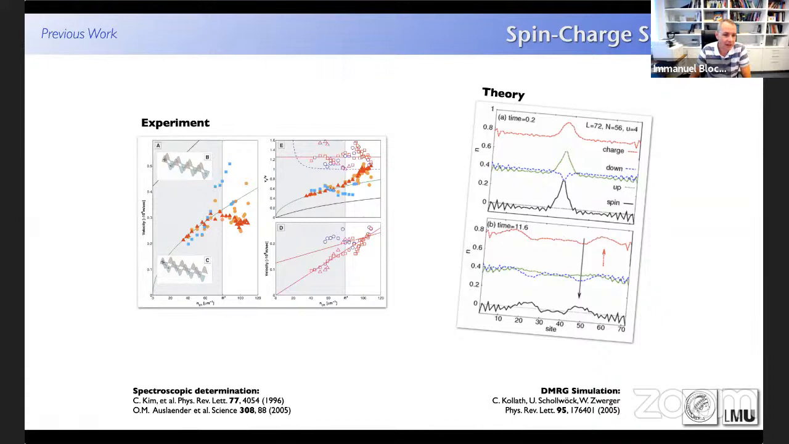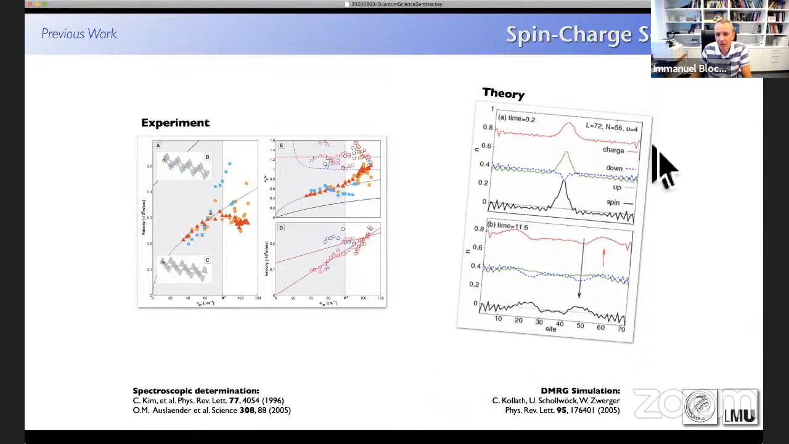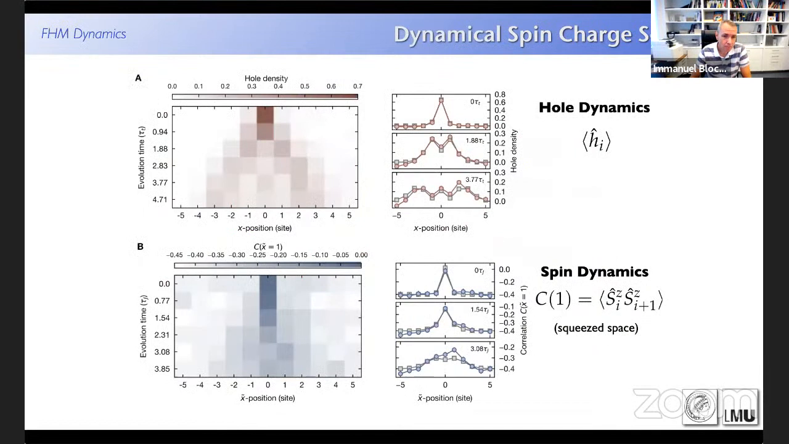And actually already early on in our field, numerical simulations pointed to the fact that if you could see that with single site resolution, you could actually see that phenomenon also with cold atoms. So here's what we do. Let me walk you through this graph. We inject a hole at time zero. Time is on the vertical axis, position on the lattice in the x direction. You inject a hole into the system and you see how that hole moves.